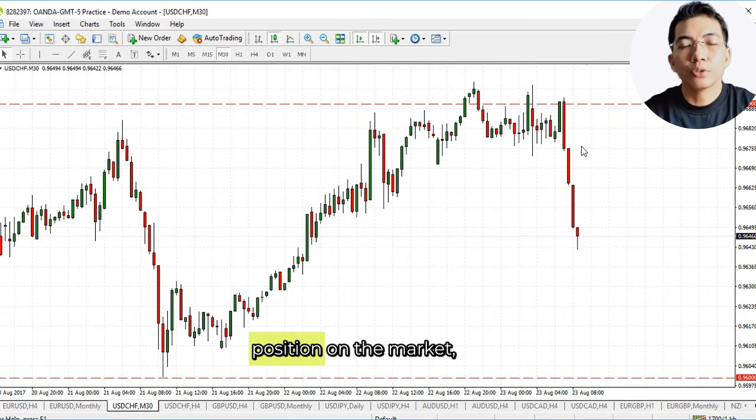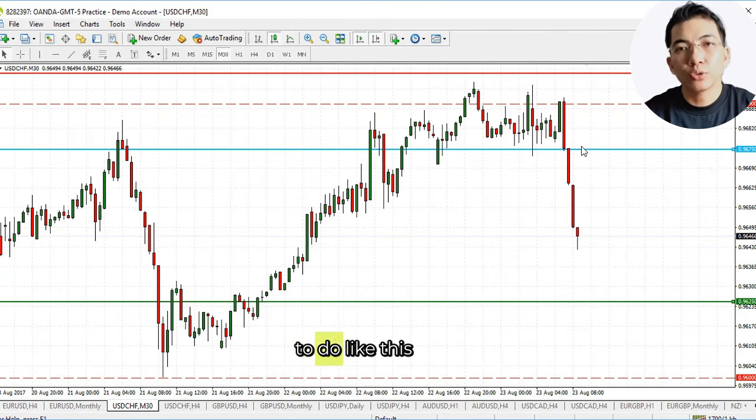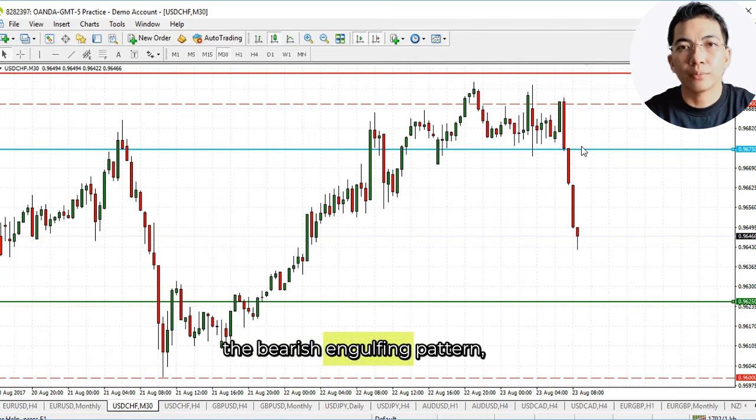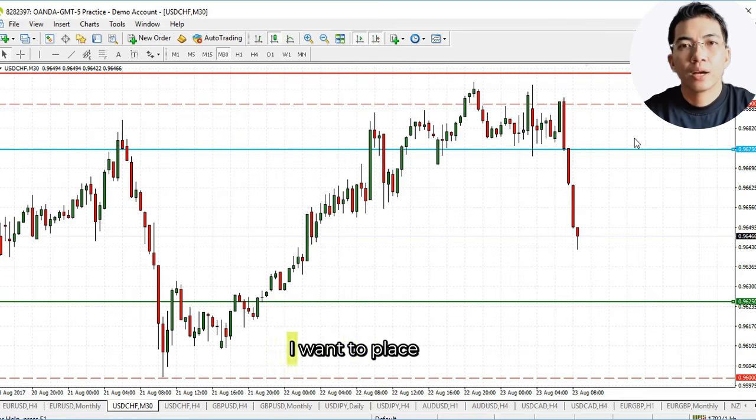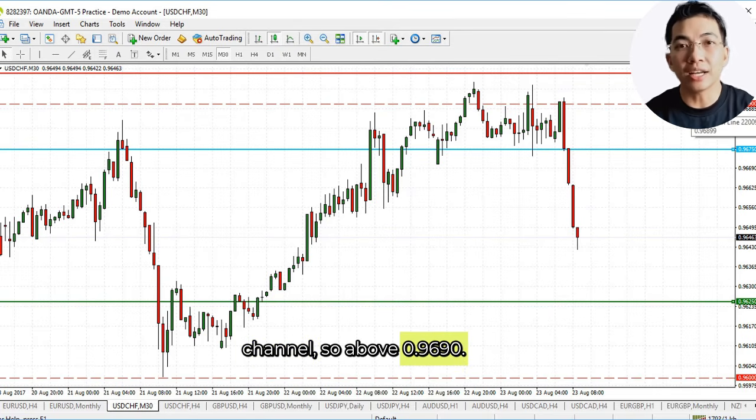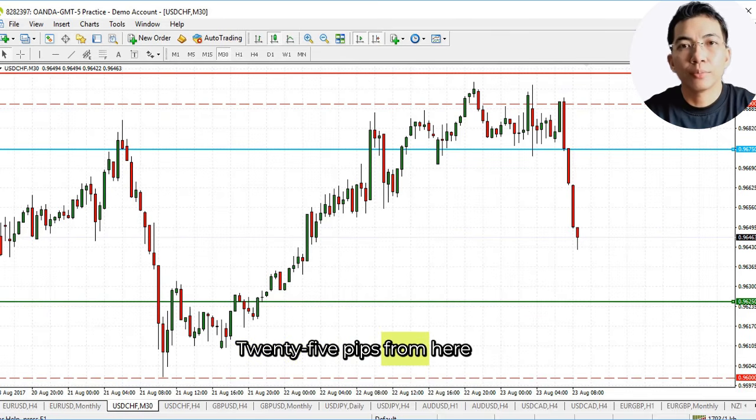I have already my position on the market, so I only need to do like this and I have all my lines here. The entry level is quite easy. I want to get my position right after the bearish engulfing pattern, so I open my position right here at 0.9675. I want to place then a stop loss that goes above my channel, so above 0.9690. 25 pips from here should be fine, so 0.97 will be my stop loss.